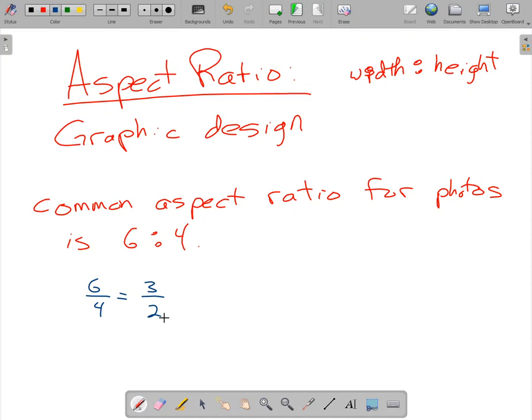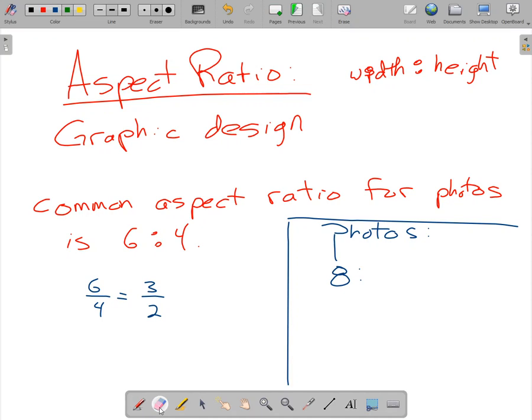Has anyone had photos professionally printed recently? 6x4 is a popular type for getting framed images. Can anybody think of some other ones that are popular? 8x10 is another popular one. So for photos, there are many aspect ratios. So 8 to 10. Let's see, I should go the other way.